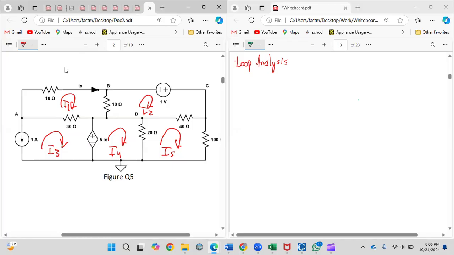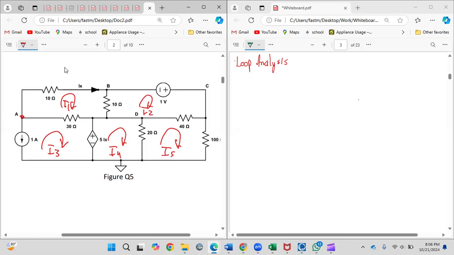So you just assume the voltage drop across the resistor to be negative. We could assume it to be positive. It's basically the equivalent of choosing the direction of the current, either going out of or into the node. For loop analysis, you either assume your voltage drop to be positive or negative. It's not going to change much. So we're just going to assume it to be negative.